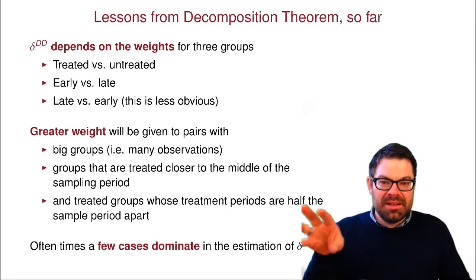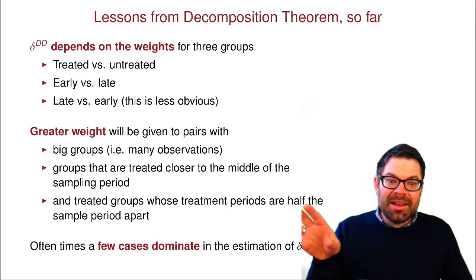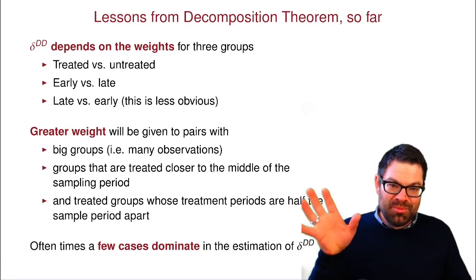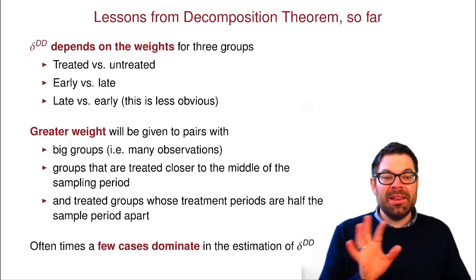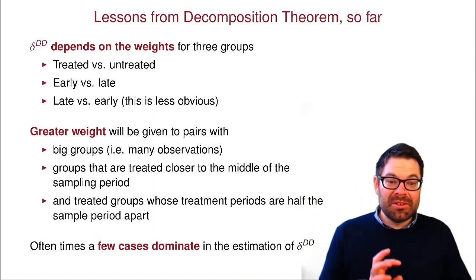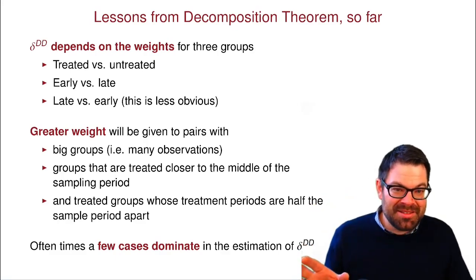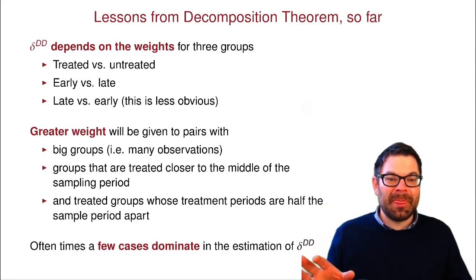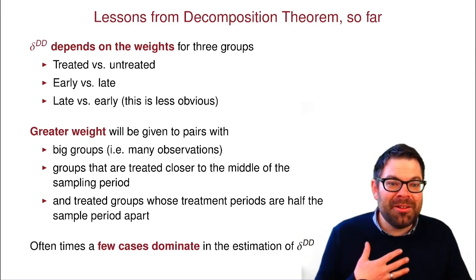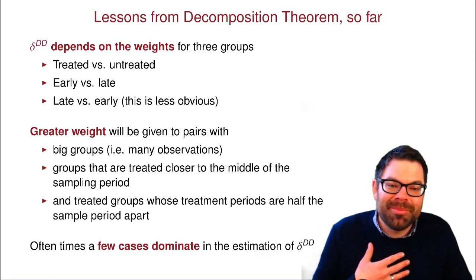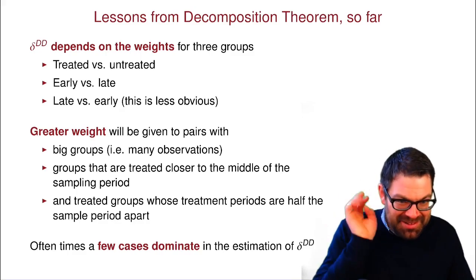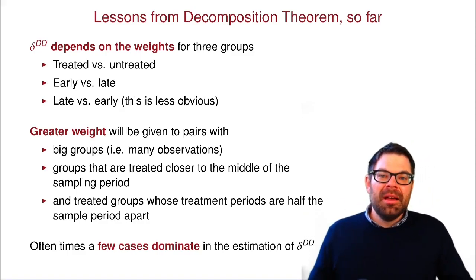So these are the lessons so far. The big lesson here is, as in all of econometrics, an estimator is a weighted average, and it's all about understanding the weights. If you don't understand the weights, you don't understand what you're doing. Do I always understand all my weights in all my papers? No. I'm not saying that, but in an ideal world, you should.